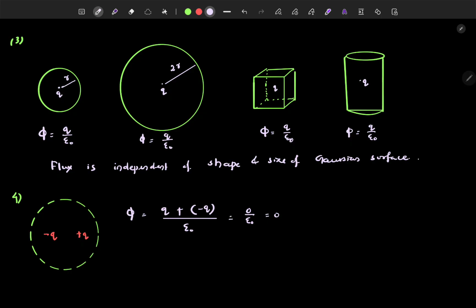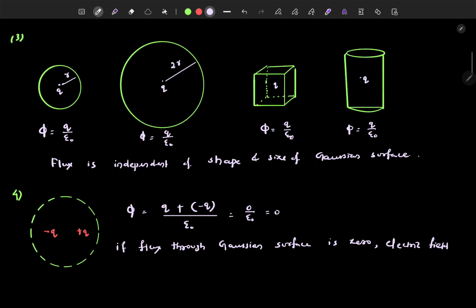So the next, point number 4 is, if flux through the Gaussian surface is 0, electric field may or may not be 0.